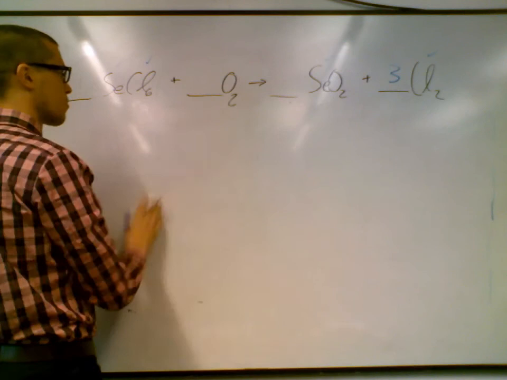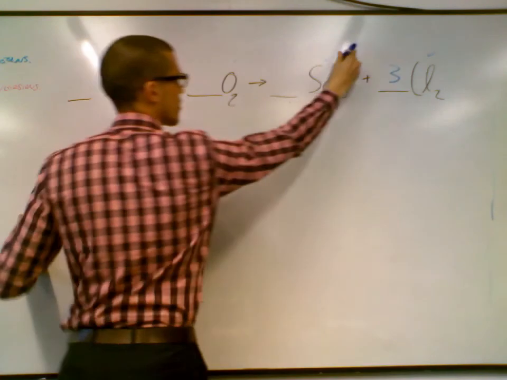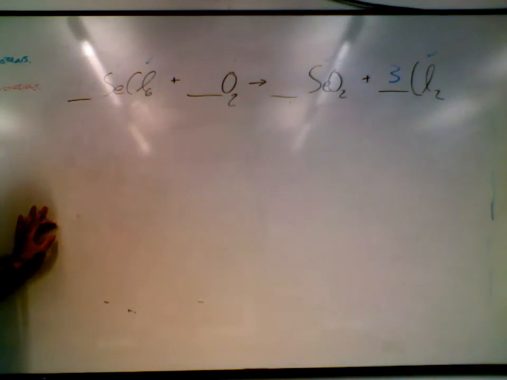What about the O2? It's balanced. It's totally balanced. So both sides are balanced. This level is pretty easy. That was the easy one.